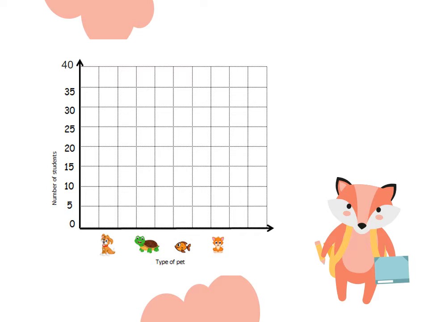Okay, now let's make a paragraph according to the previous pictograph. How many students like cats? Look at the pictograph. Excellent! It's 40.